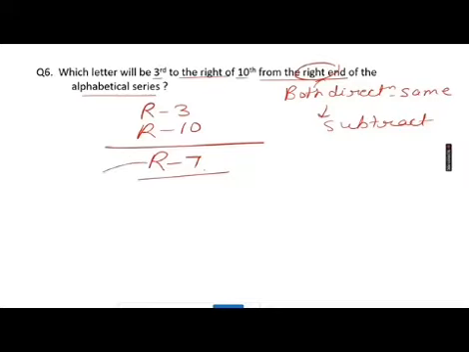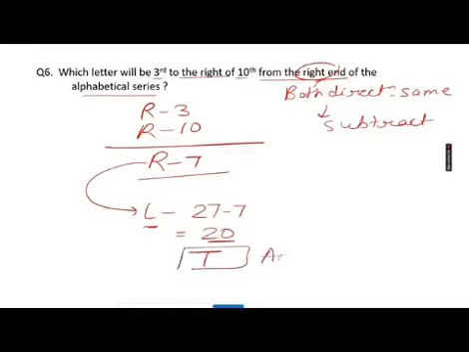So we cannot directly answer from the right direction, so we are converting its position from the left direction. Whenever we have to convert the position, we have to subtract the position from 27, and we are getting 27 minus 7, that is 20, and the letter which is on 20th position from the left side is T. So our answer will be T.